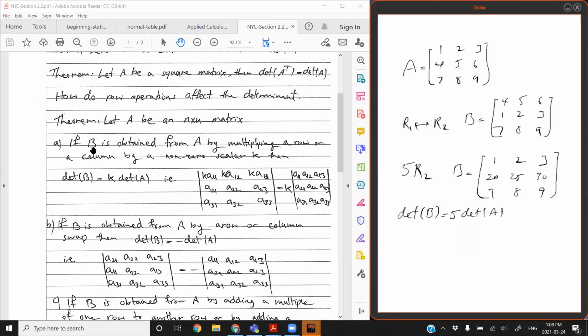That's what this says. It says that if B is obtained from A by multiplying a row or a column, that's also true for a column, by a non-zero scalar k. So in this example, I chose k to be 5. Then the determinant of B is k times the determinant of A. And if I'm using this notation, using vertical bars for determinant, I can write it like this. So imagine the first row of A. So what we have here is A. The first row of A has been multiplied by k.